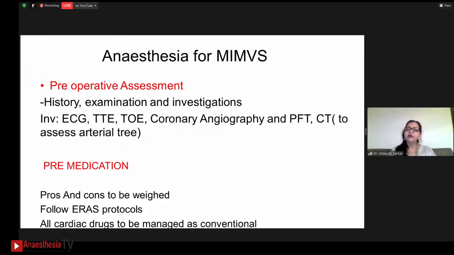Anesthesia for minimally invasive mitral valve surgeries, preoperative assessment. Apart from history, examination, and investigations: ECG, transthoracic echocardiography, transesophageal echocardiography, coronary angiography, PFT, and CT to assess the arterial tree. Premedications: pros and cons to be weighed. Follow ERAS protocol, that will be better. All cardiac drugs to be managed as conventional.